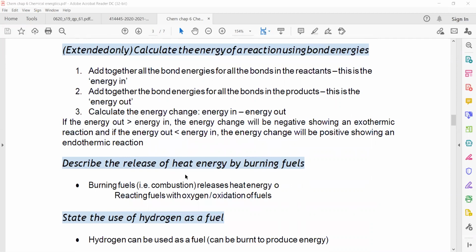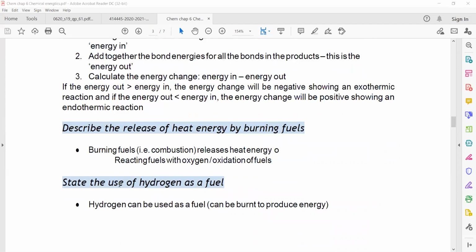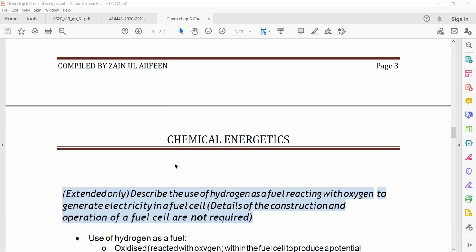Then energy is released when we burn a fuel. Example, combustion of fossil fuels such as coal, natural gas. Whenever we burn, an oxidation or combustion reaction takes place and it releases energy. Use of hydrogen as a fuel: where do we use hydrogen as a fuel? We use hydrogen as a fuel in a fuel cell.